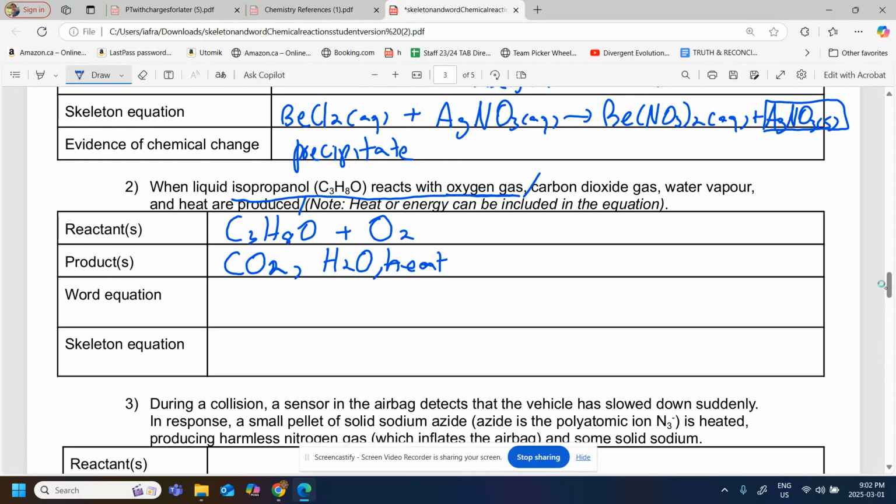Let's start with the word equation now. So we know we have isopropanol. Now, I didn't teach you how to name things like isopropanol, but that's why I gave you the formula in brackets for later. Plus oxygen, don't put any states, produces carbon dioxide, don't put any states, so water.